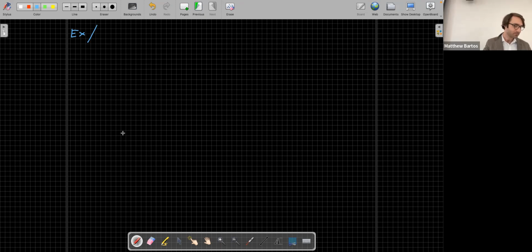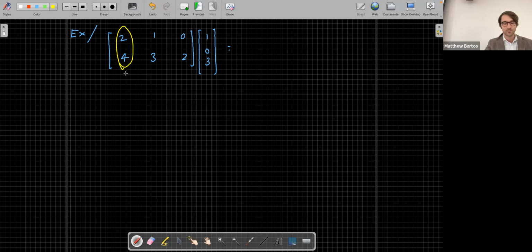Okay, so let's go with the same matrix and vector we had before. So we have 2, 1, 0, 4, 3, 2, and our vector is 1, 0, 3. What we're going to do is go through each of these columns. We take our first column and multiply it by 1, then add that to our second column multiplied by 0, and add that to our third column multiplied by 3.